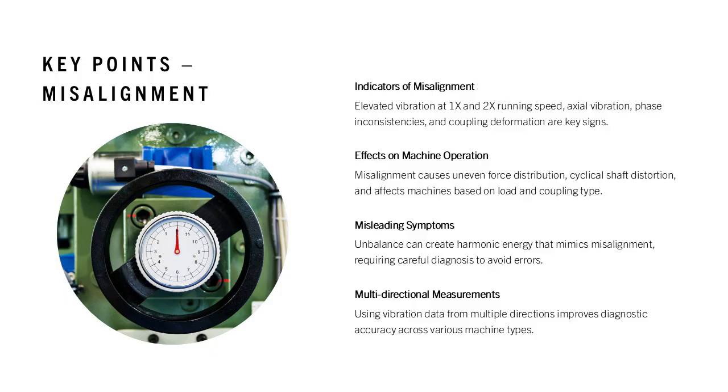A properly aligned machine distributes forces evenly along the shaft, whereas misalignment creates cyclical forces that distort shaft motion. Key points also include recognition of misleading symptoms, such as how unbalance can create harmonic energy that resembles misalignment, and the necessity of multidirectional vibration measurements. These fundamentals are essential for developing diagnostic accuracy across varying machine types.